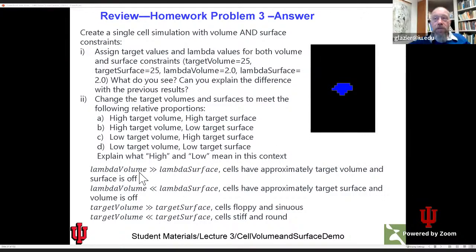And then the same thing with the lambdas. If lambda volume is much bigger than lambda surface, I'll satisfy the volume constraint and the surface area constraint won't matter. If lambda surface is much bigger than lambda volume, I'll satisfy the surface constraint and the volume constraint won't matter. If target volume is very big compared to surface, the cells are floppy or fall apart into dust. If target volume is much less than target surface, I'll get stiff, round cells. It's golf balls.